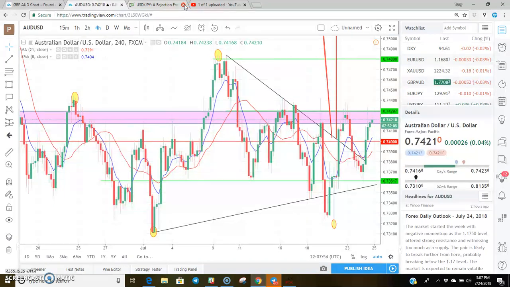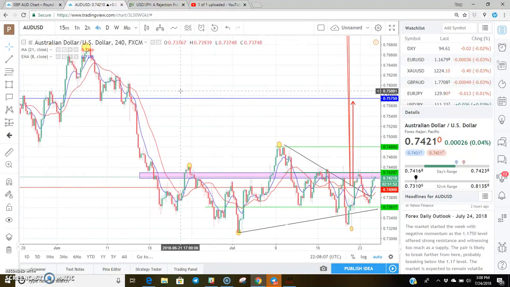So right now we're looking at the Australian dollar, US dollar chart. We're just going to go over this, and then we'll go ahead and go into the majors.